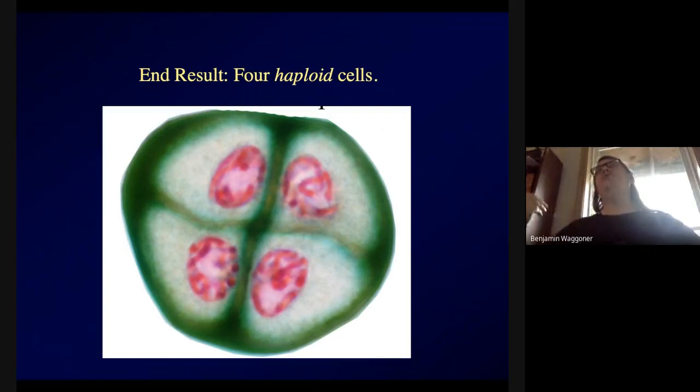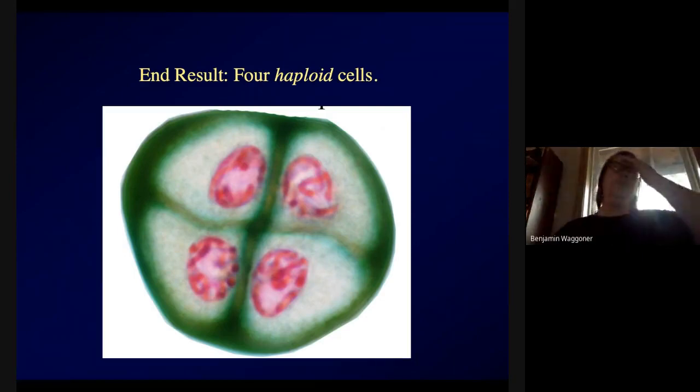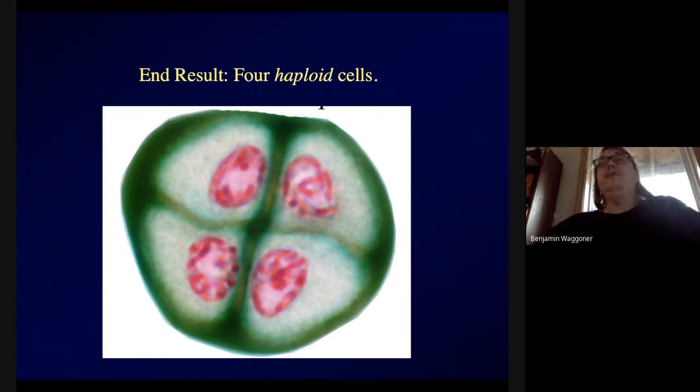At the end of meiosis 1, we had 2 cells with 1 of each chromosome, and each chromosome consisted of 2 chromatids. At the end of meiosis 2, we have 4 cells, each of which has only one of each chromosome, and each chromosome consists of only one chromatid.